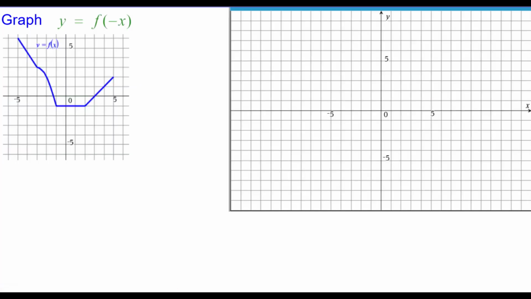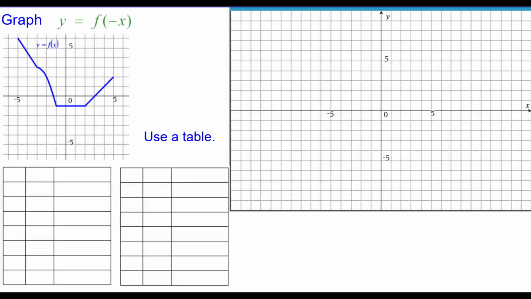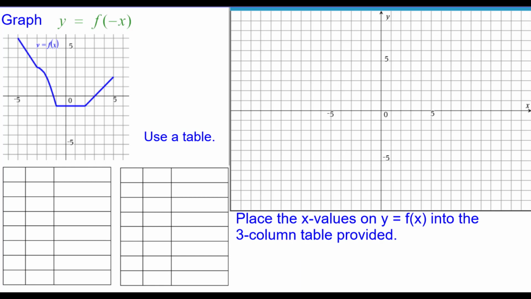To graph y equals f of the opposite of x, we're going to use a table, but we're going to use a 3-column table, and we're going to place the x values from the blue function into the 3-column table provided, starting with -5, because that's the lowest value on the blue function, all the way to +5, the maximum value, and all the integers in between.